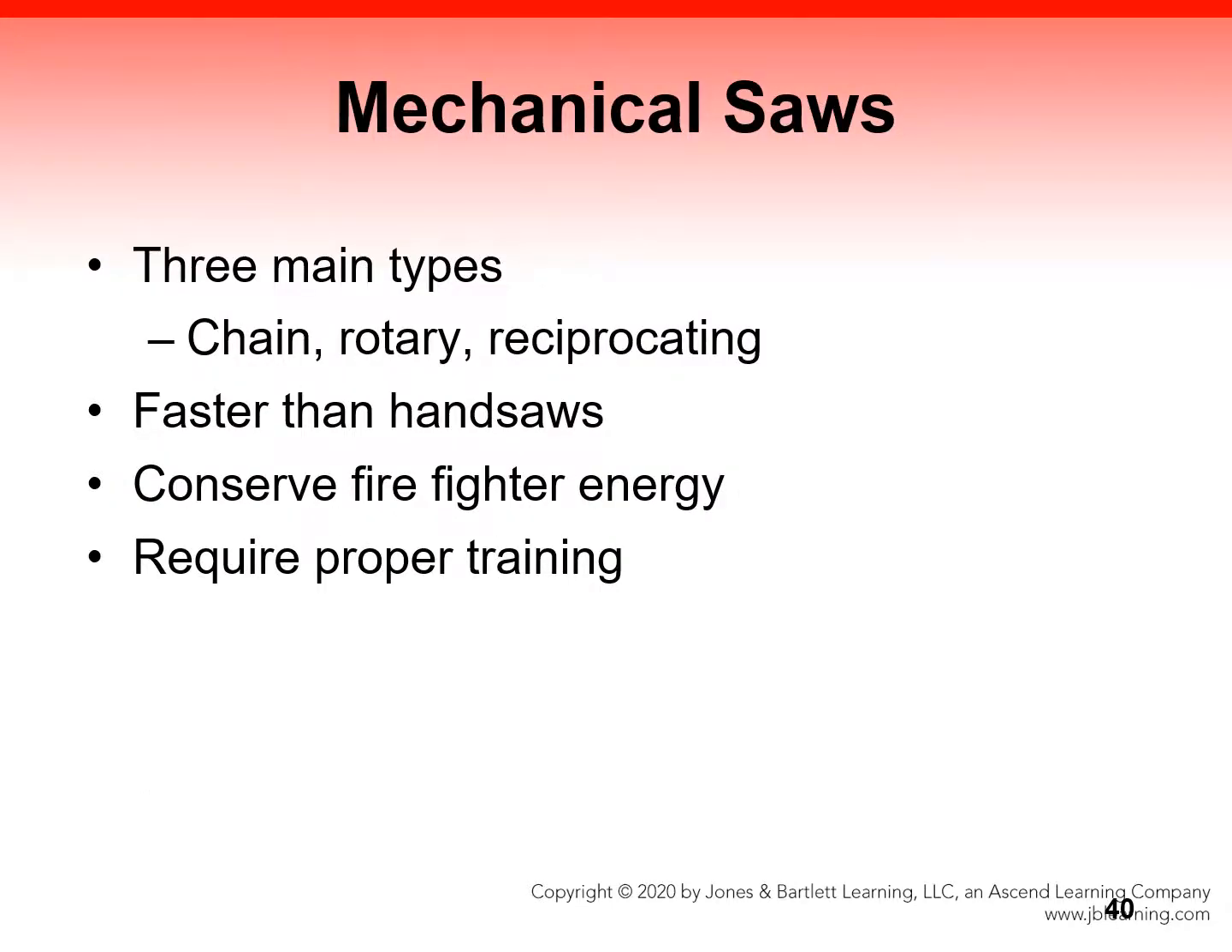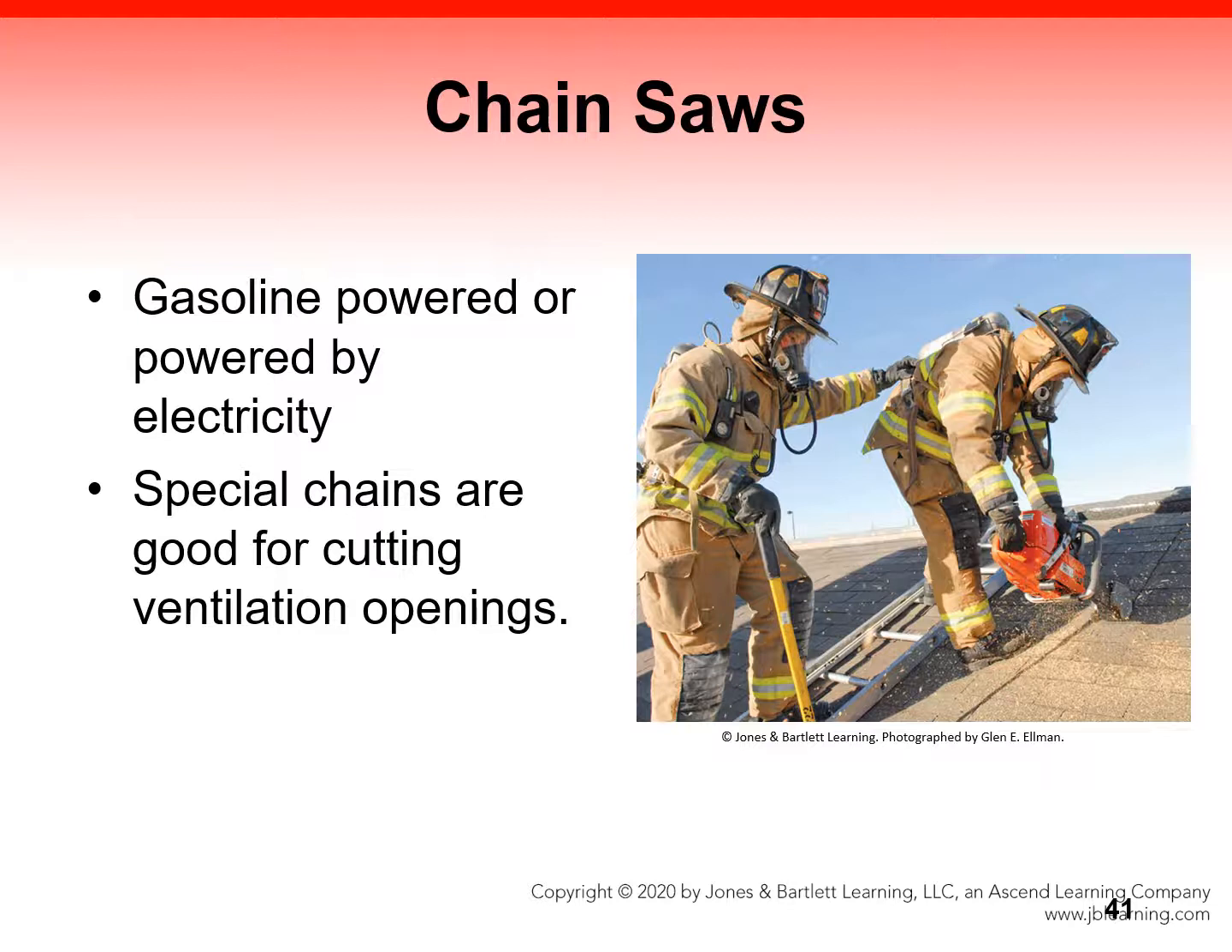There are three primary types of mechanical saws. We use chainsaws, rotary saws, and reciprocating saws. Most people are familiar with the gasoline-powered or electric chainsaws commonly used to cut wood, particularly trees. Firefighters often use saws with special chains to cut ventilation openings in roofs constructed of wood, metal, tar, gravel, or insulating materials.